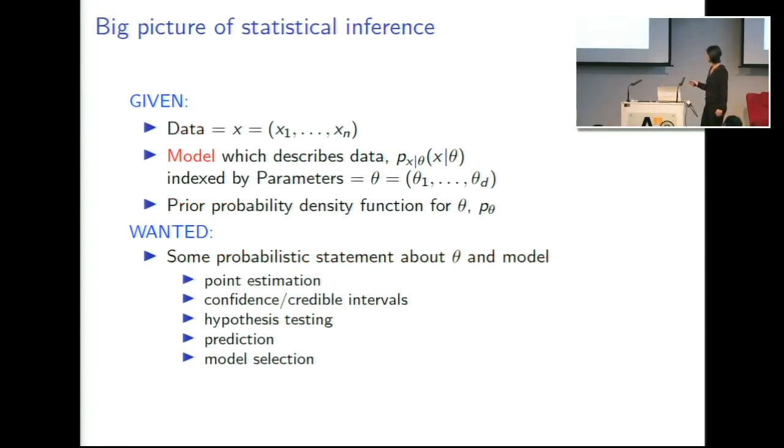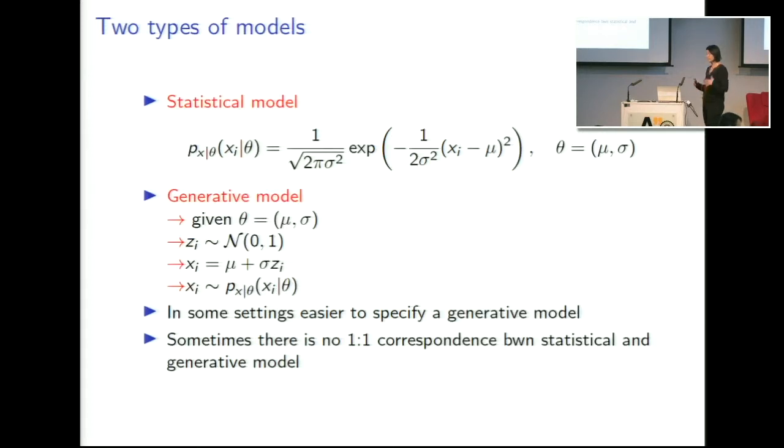So let me focus on the model to start with. There are two main classes of models. Statistical models that are given by a closed form expression, like, for example, the Gaussian model. The Gaussian model is indexed by two parameters, the mean and the standard deviation. So we call the parameters that index the model theta. And in this case, we have a completely closed form expression for the model.